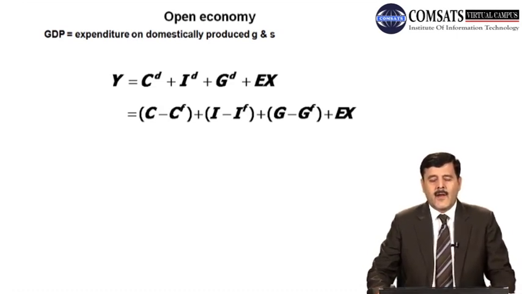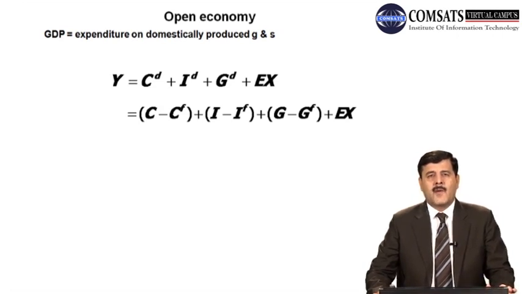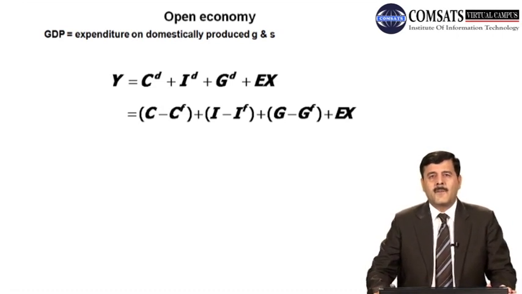Similarly, GD is the government expenditure on domestic goods. So how we can find from the previous slide, you know that G is equal to GD plus GF, right? Because government spending is equal to domestic consumption plus consumption by the government on foreign goods, right? So from there you can find GD. GD is equal to G minus GF plus EX as it is.